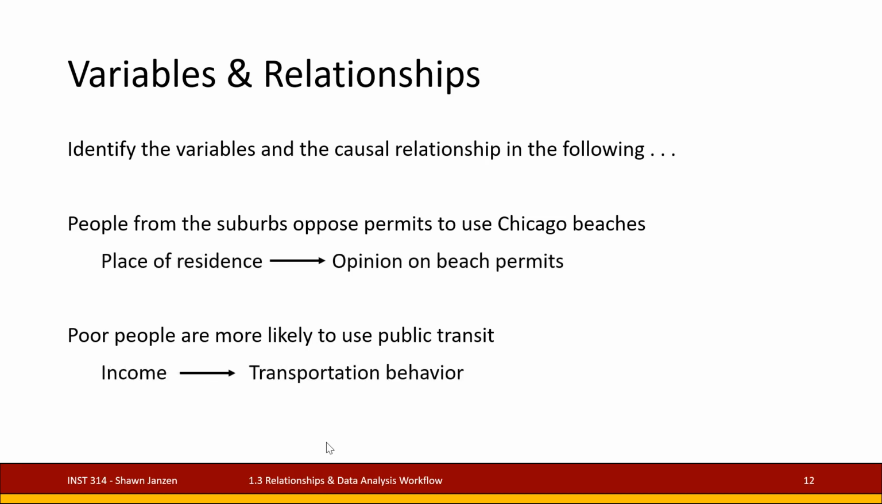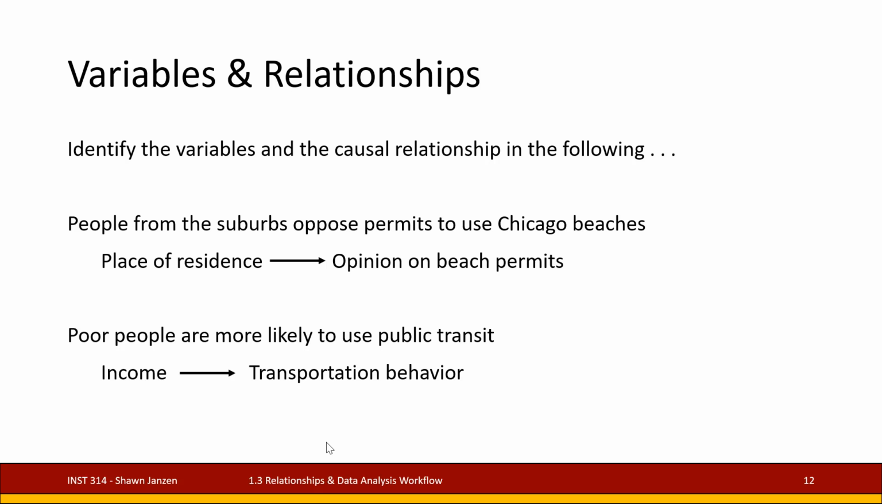All right, so in the first example, people from the suburbs oppose permits to use Chicago beaches. People from the suburbs is a reference to where they live. It's a place of residence. Where you live has an influence on your opinion. Opposing permits is an opinion. So the X and Y in this case are the place of residence and the opinion on beach permits.